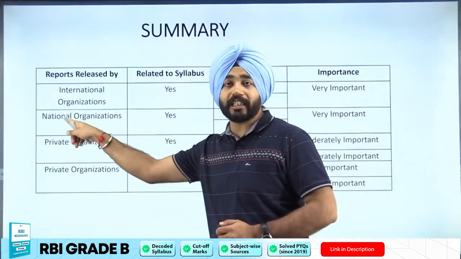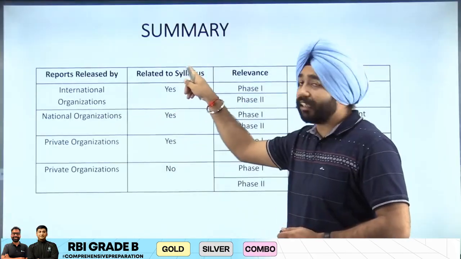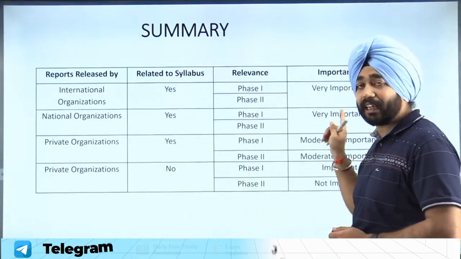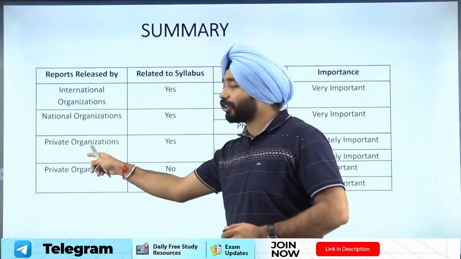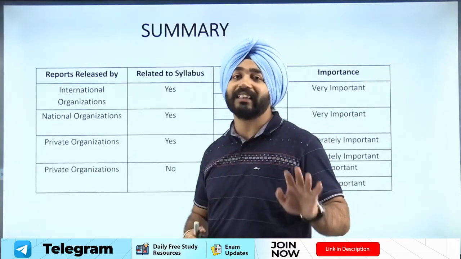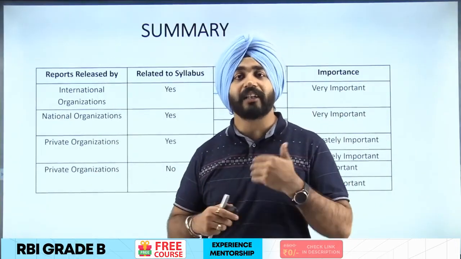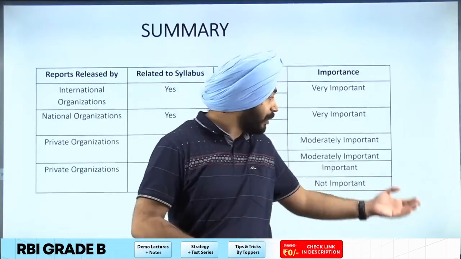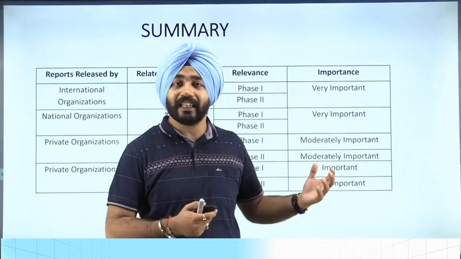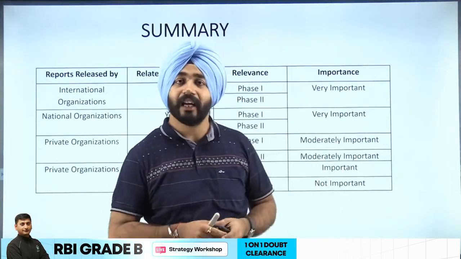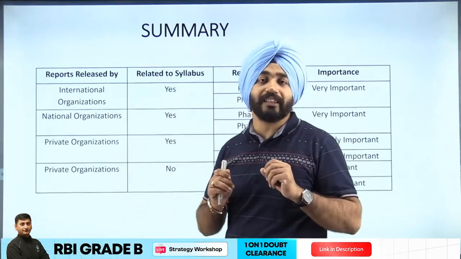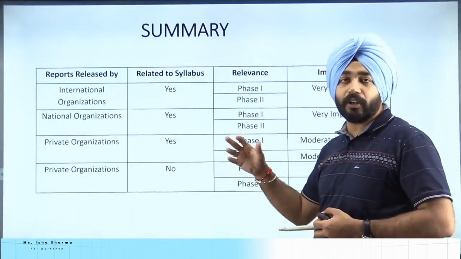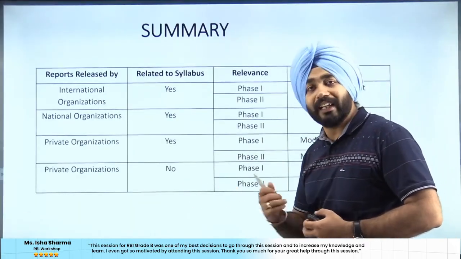Then if it is a report released by a national organization, and it is related to syllabus, then it will also be important for both phase 1 and phase 2. Again very important. Reports of private organizations, if related to syllabus, then guys it is moderately important. For example, the Oxfam report. These are kind of reports which are important, but moderately. You have to give importance, but here the most. And if it is a report of a private organization which is not related to your syllabus, then guys that will only be important for your phase 1 examination.